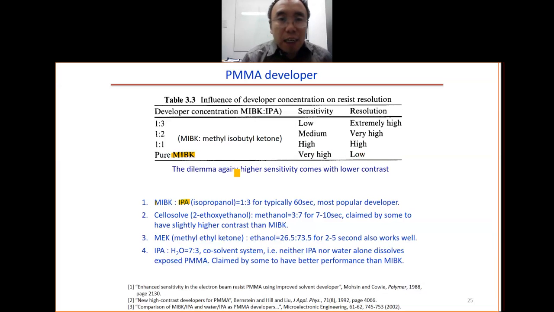So as you can see here again, higher sensitivity always comes with lower contrast. In the end, depending on whether you want high resolution or short exposure time, you can determine what solvent you want. Normally in research, people want very high resolution, so they just use this 1:3 ratio for the development. Another choice is cellosolve and methanol. I have tried this one, but nowadays nobody uses it. The third one is MEK, methyl ethyl ketone, and ethanol. This one also works well.